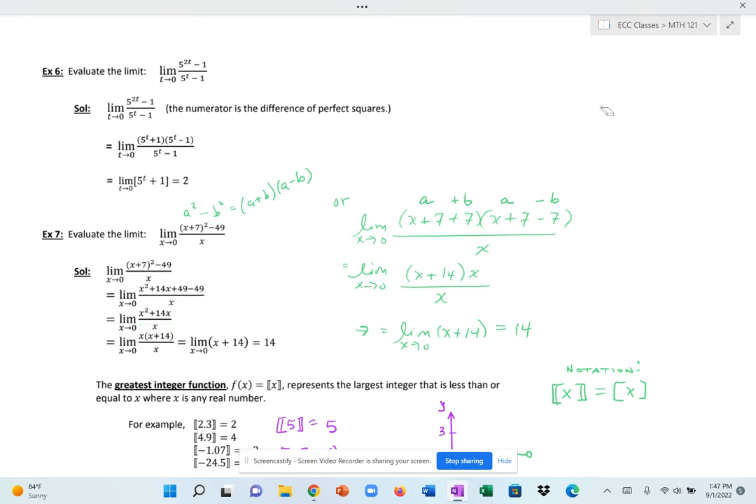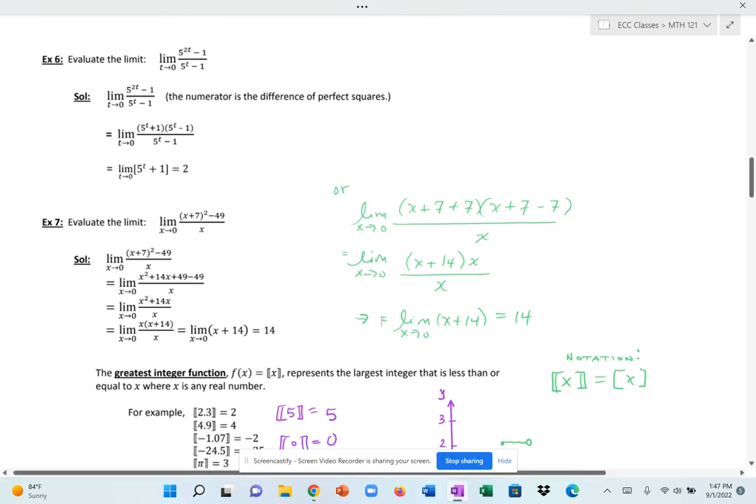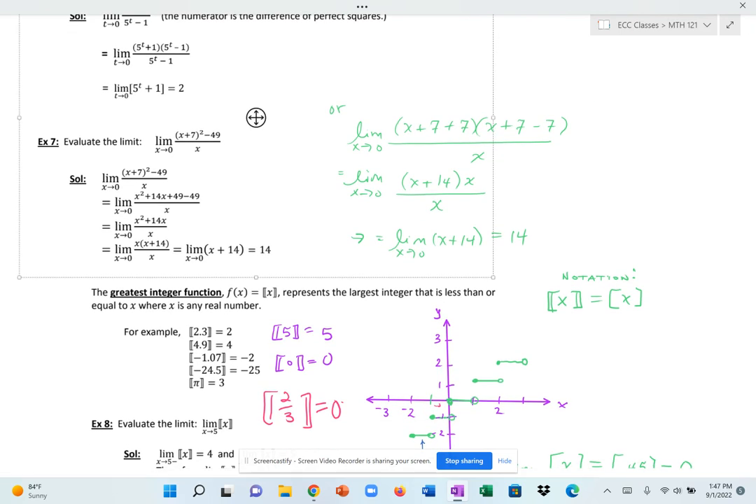Okay, so now we're going to talk about a new function which may be brand new for you, and it's called the greatest integer function. And it's a nice function to help explain limits and the behavior of graphs. So what is the greatest integer function? It looks like this, with these double brackets around the x. Sometimes it's also written like this without the double lines. And what it represents is the largest integer that is less than or equal to any real number.